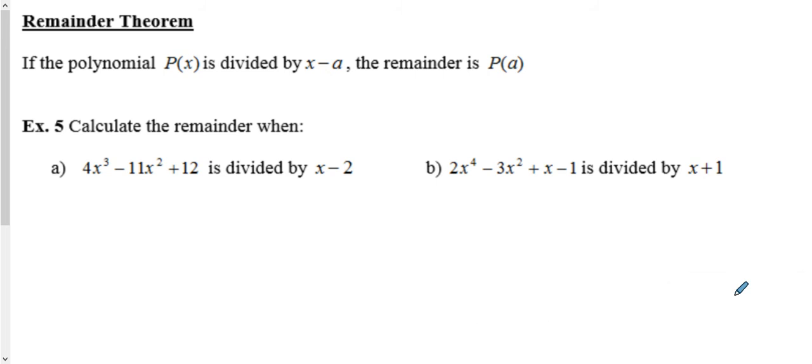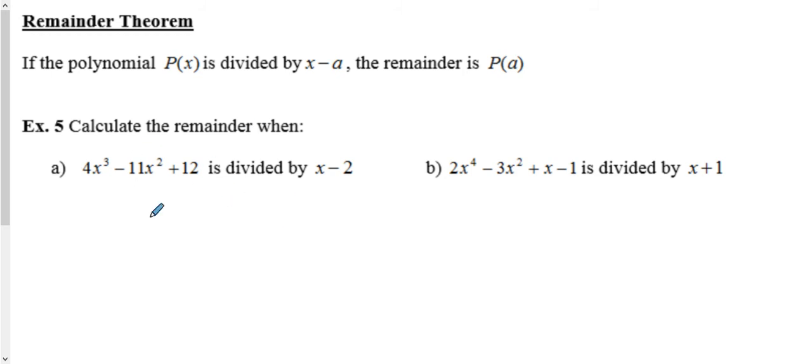Alright folks, so we're just going to continue on with the remainder theorem. So, what is the remainder theorem? We have this idea here that basically says if the polynomial, whatever our polynomial is, is divided by x minus a, the remainder is whatever the subbed in a value into that polynomial is. So it's just a quick way to double check if we have a remainder.